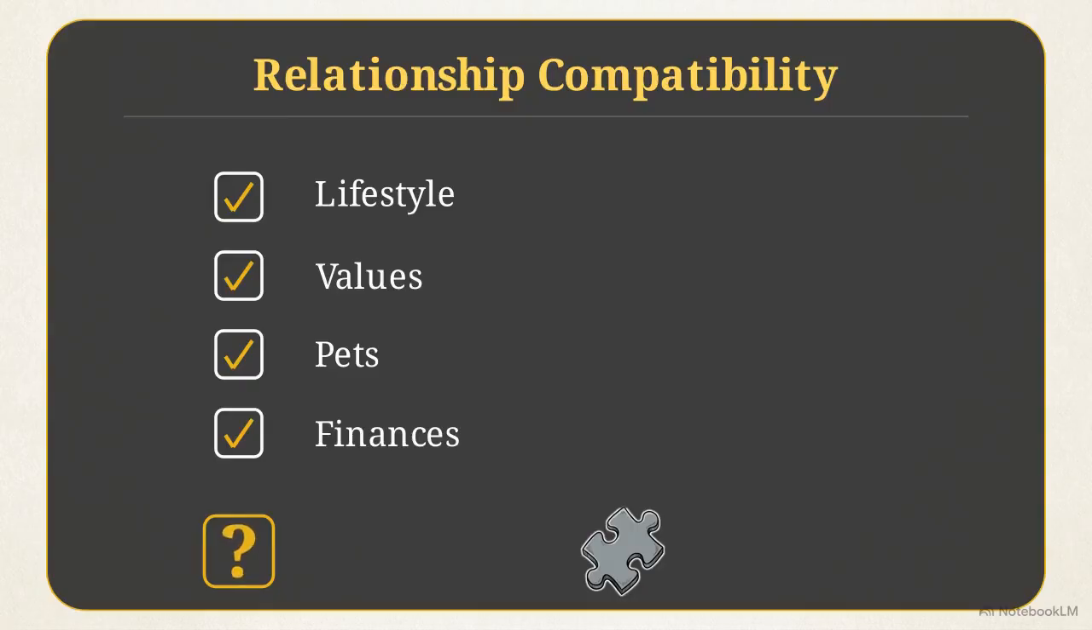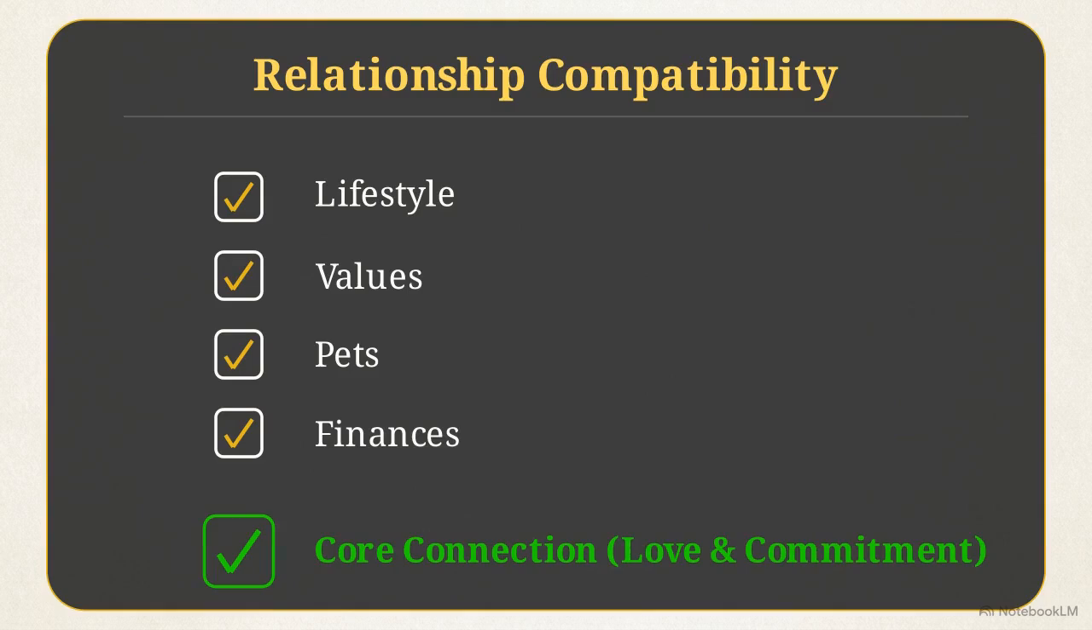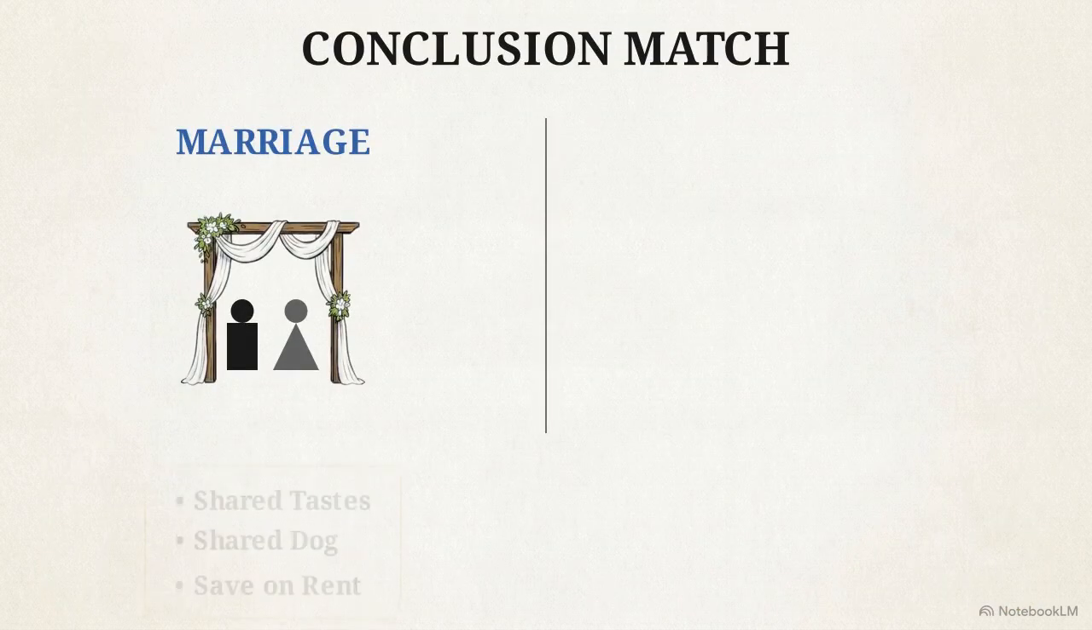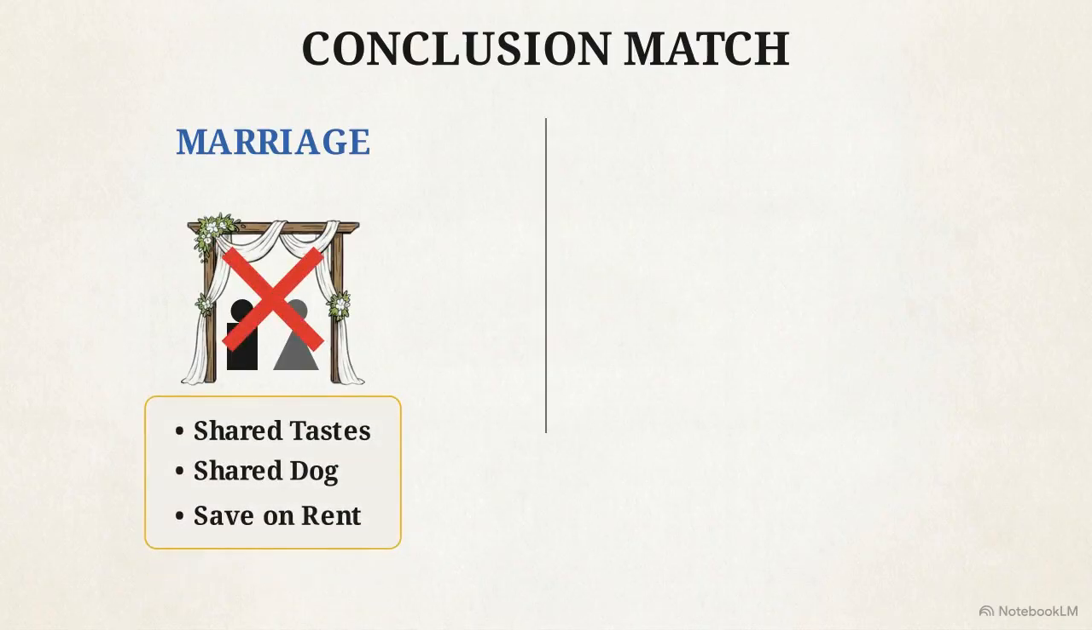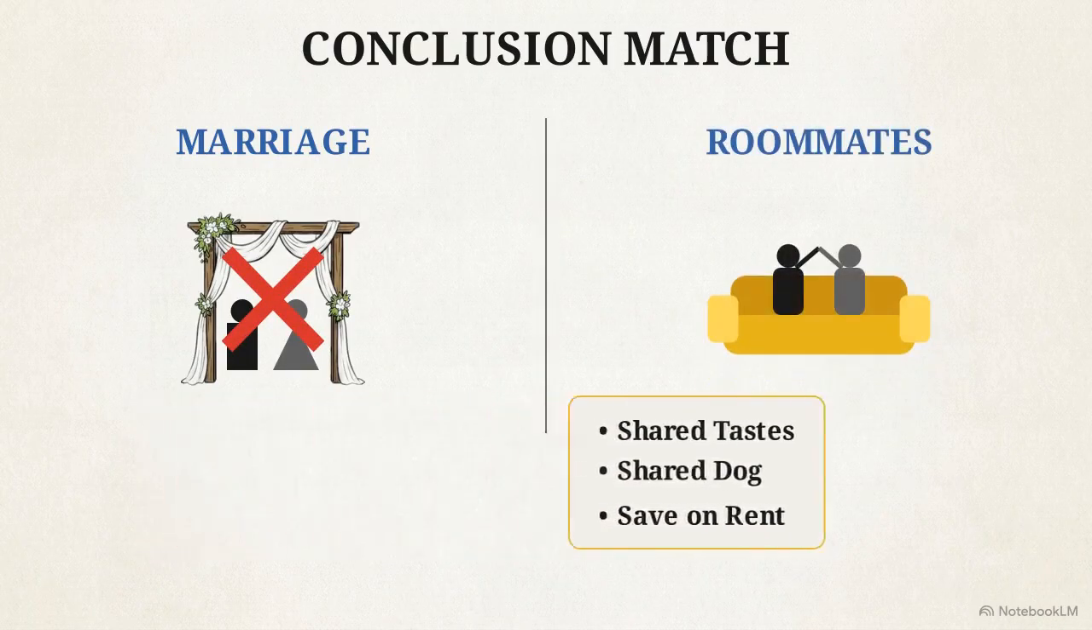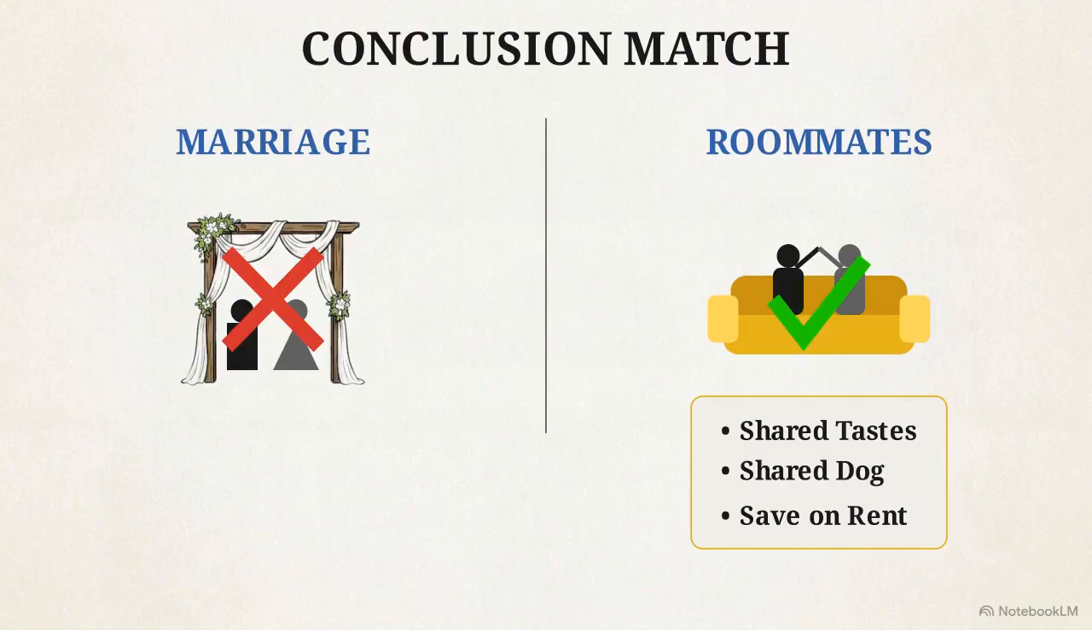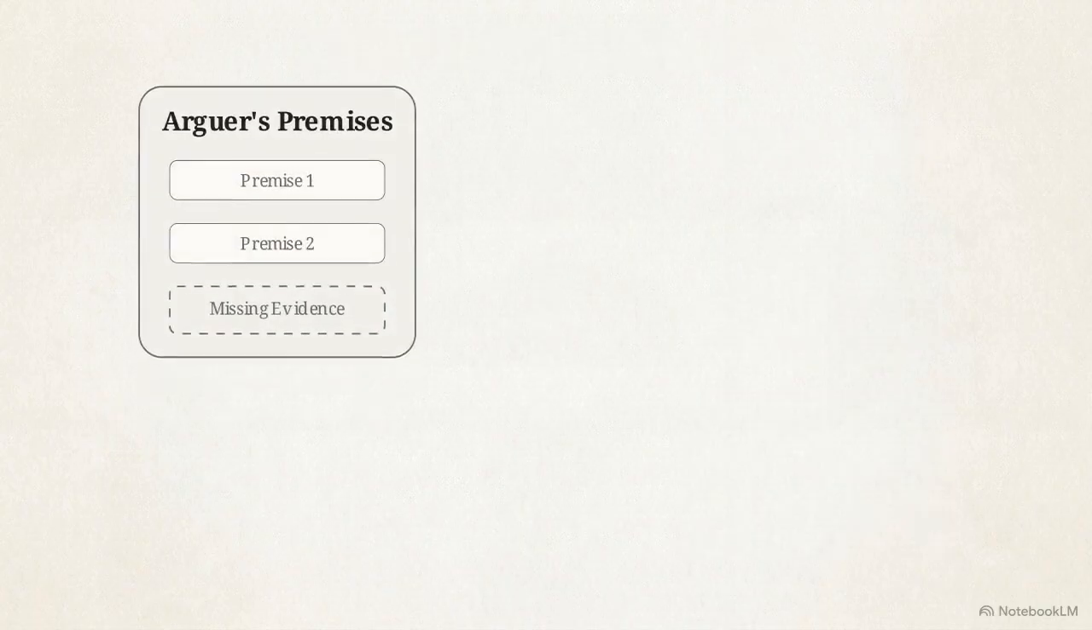The argument entirely omits the core requirement for marriage, whether the two of you actually love each other and want to spend the rest of your lives together. Without that specific premise, those exact same reasons could be used to justify becoming roommates with your best friend. Missing evidence dictates what a conclusion can legally claim. Spotting missing evidence is half the battle.